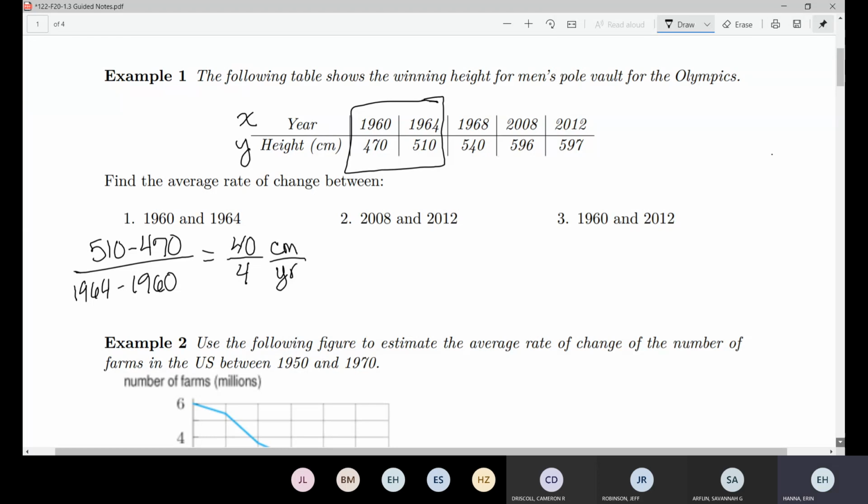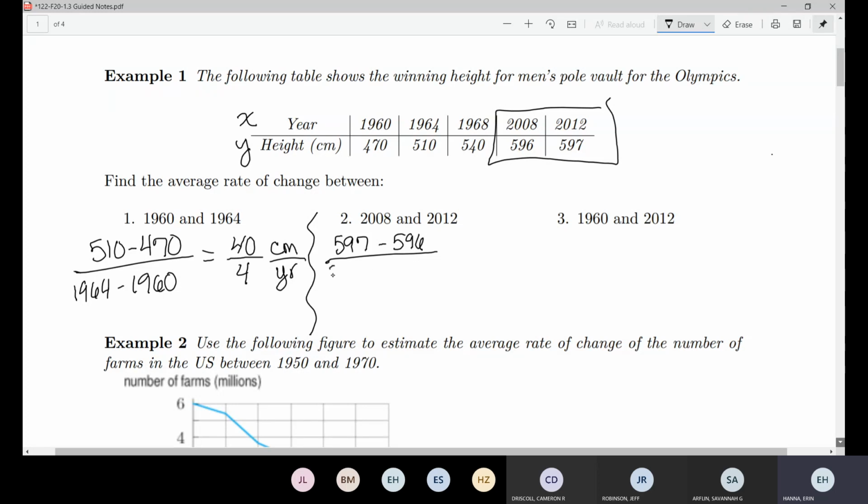Cool. Well, then how about between 2008 and 2012? Now I just have to find the different data points. So the average rate of change between 2008 and 2012, I would take the 597 first, minus 596. So 2012 minus 2008. That's going to reduce to 1/4 centimeter per year. I'm going to give you 30 seconds to figure out what the average rate of change between 1960 and 2012 is.